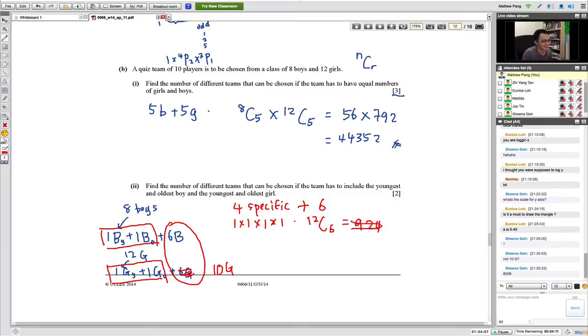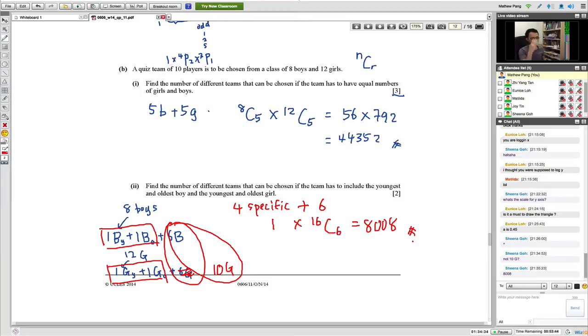So let me erase it again, make it look nicer. So these 4 specific ones are just one way, because you choose specific ones, so it's just one. And then multiply here, you need to choose another 6 from the 16 here. So it's just multiplied by 16C6. So you get 8008. That's all.